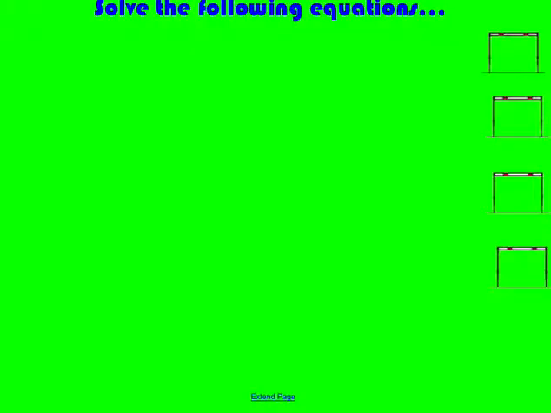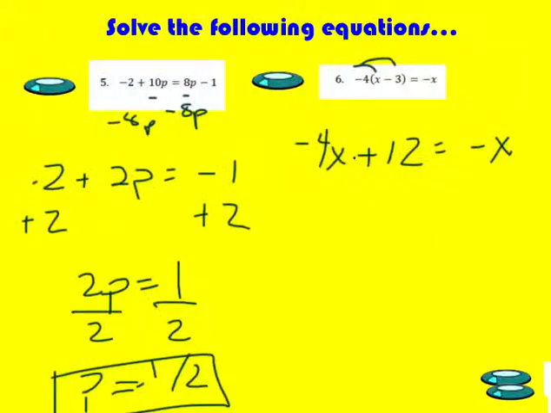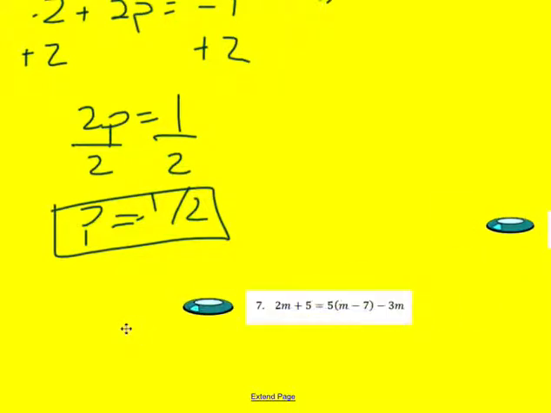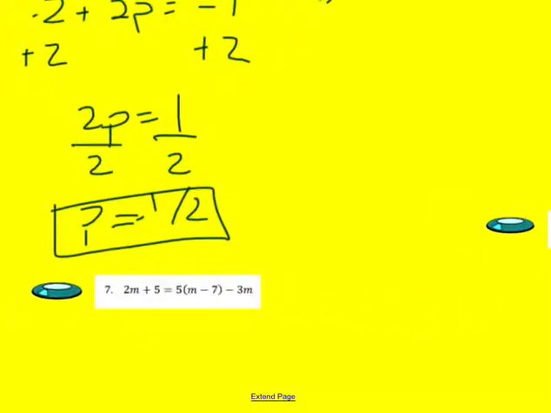So next, let's take a look at number, I think I still have ones on this page. Okay, so let's take a look at number 7 now. So we're going to go ahead and extend the page and bring on down number 7. So this is just going to require some distributing and simplifying.